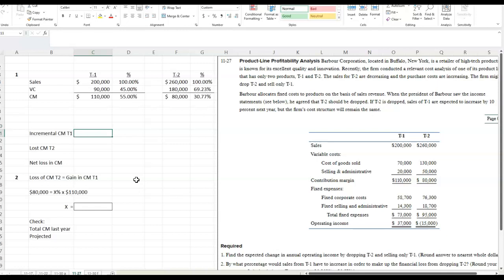Sales and variable cost. So this would be 110,000 times 10%. That's our incremental contribution margin for T1 if we drop T2. So I'm going to put that here times 10%.